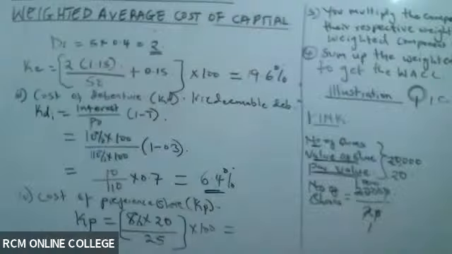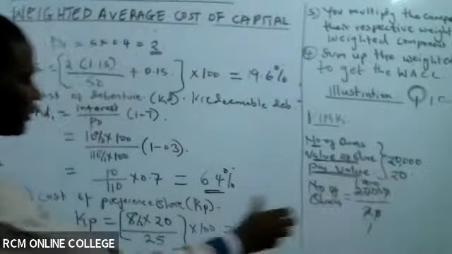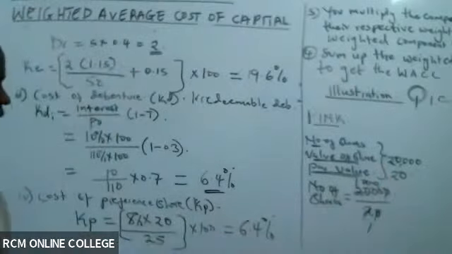KP now to 1 decimal place. 6.4. There's somebody who got this. Kuna mtu alipata hiyo. Asante. So that is our KP.